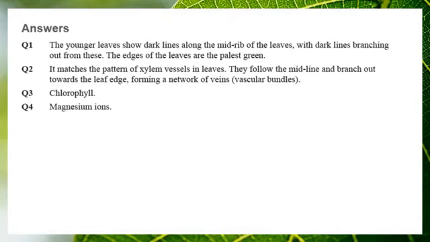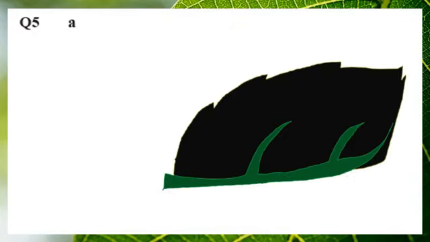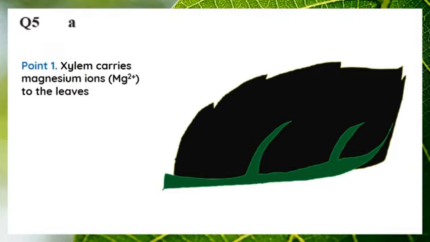So, let's have a look at the next question. So for question 5, let's start with our first point. Here we have our leaf. And we know that xylem is going to carry magnesium ions to the leaves. So there's all the magnesium in the xylem. The next thing that we know happens is that magnesium ions are used to make molecules of chlorophyll.